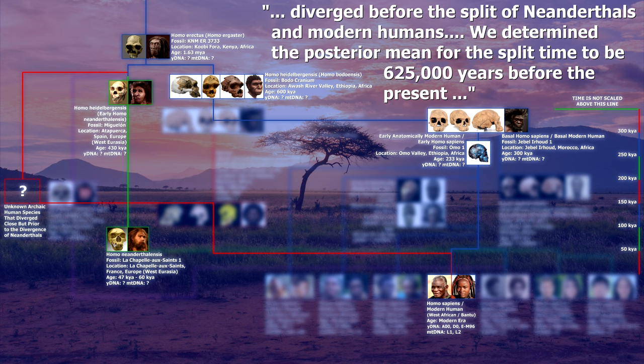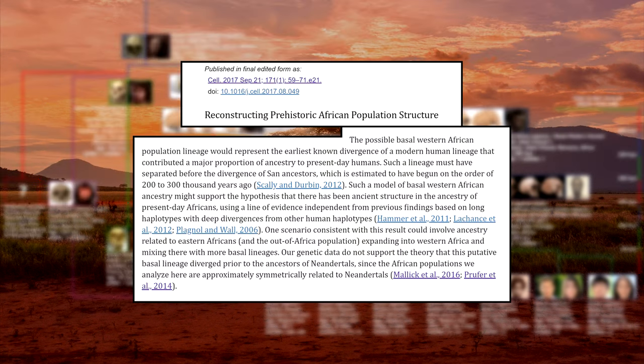We determine the posterior mean for the split time to be 625,000 years before the present. End quote. However, the article Reconstructing Prehistoric African Population Structure, which was published in 2017, says that West Africans possess ancestry from the very first Homo sapiens to split into their own lineage rather than ancestry from an archaic human species. It reads as follows.